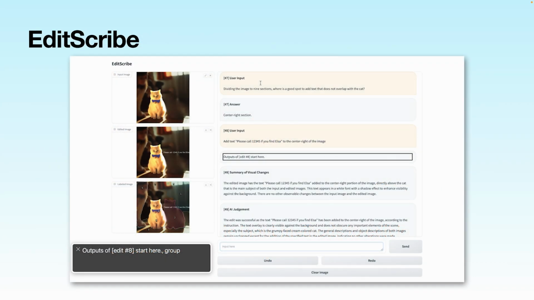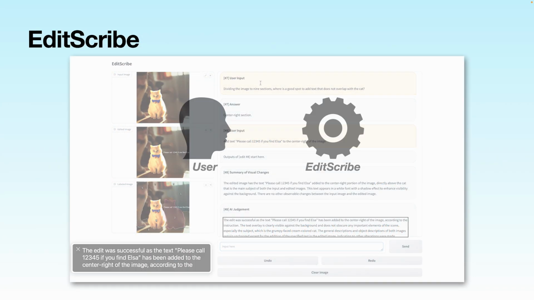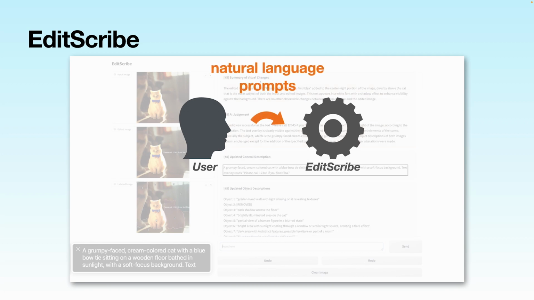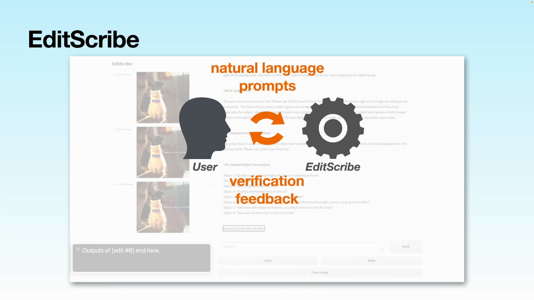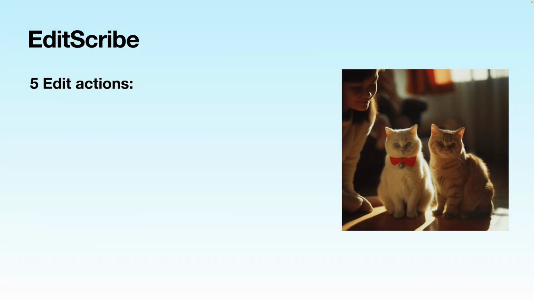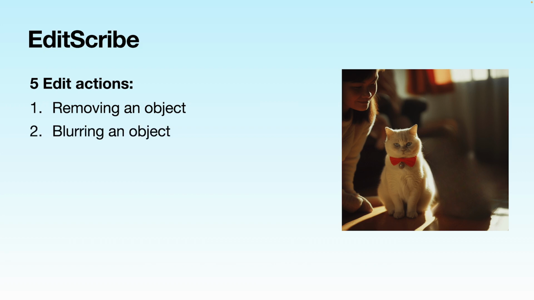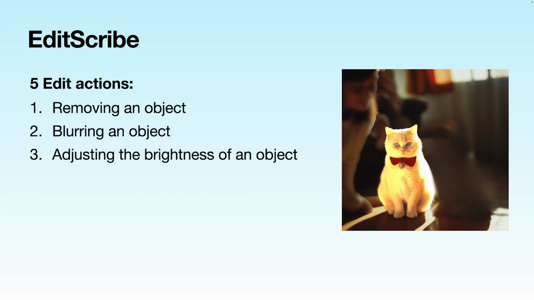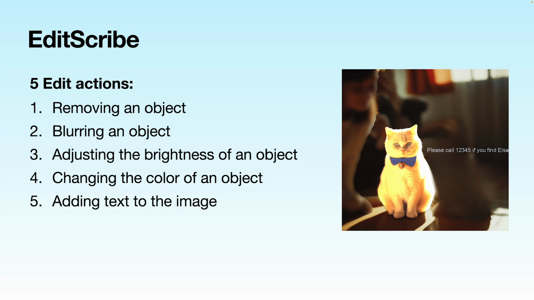To address this, we developed EditScribe, an accessible web interface for screen reader users to make object-level image edits using natural language verification loops, powered by large multimodal models. EditScribe supports 5 object-level edit actions, including removing an object, blurring an object, adjusting the brightness of an object, changing the color of an object, and adding text to the image.